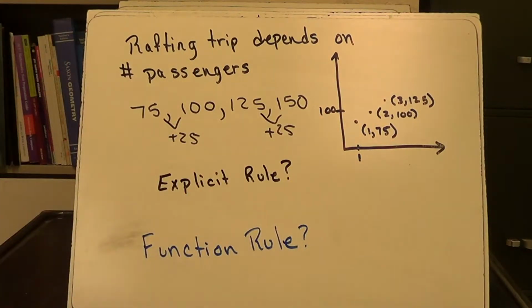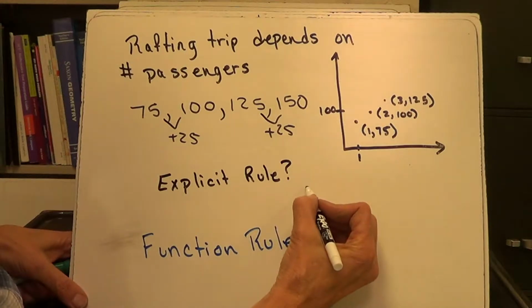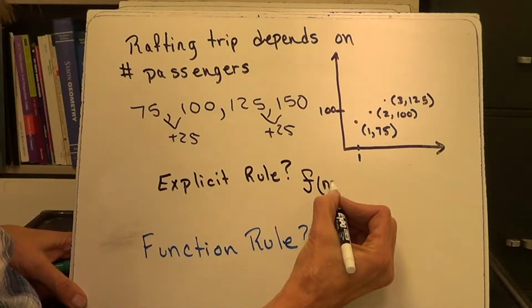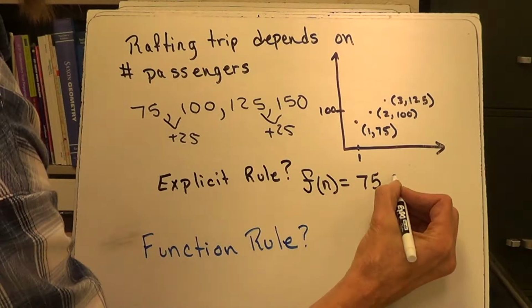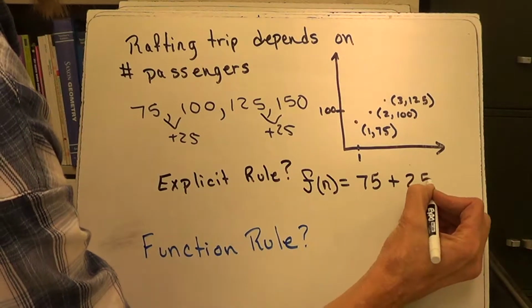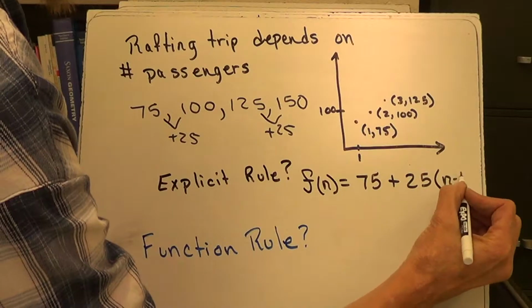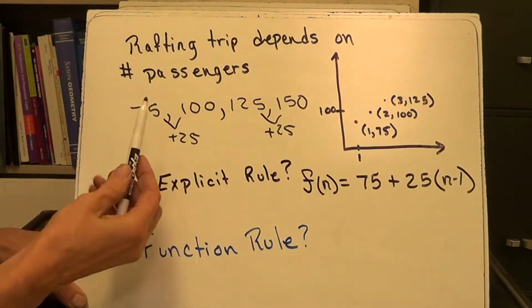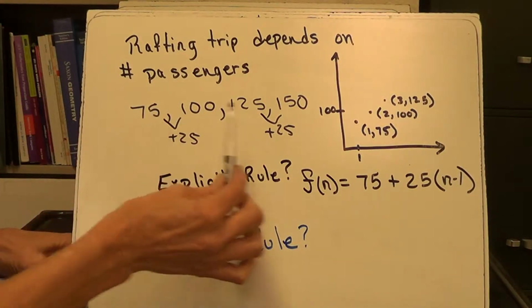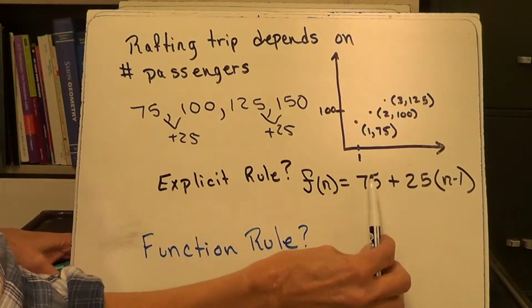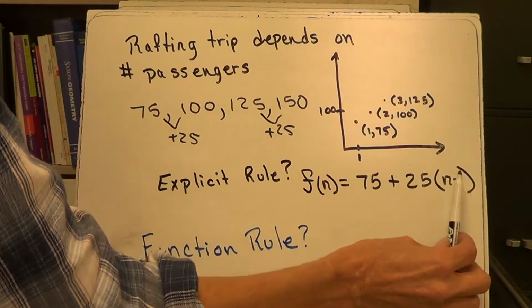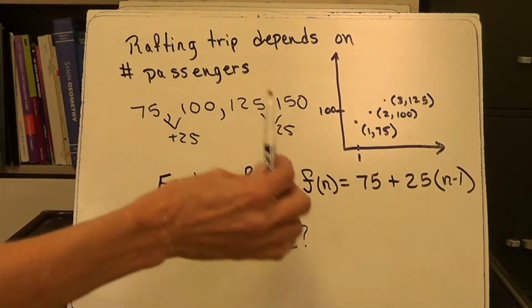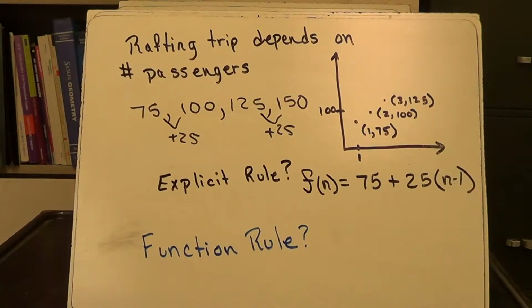Okay? So the explicit rule would be to give the first term, so f of n would equal 75 plus 25 times n minus 1. So we have 1 person going, 1 minus 1 is 0, so the first person costs 75. 2 people going, 2 minus 1 is 1, times 25 is 25, plus 75 is 100. So we got our explicit rule.